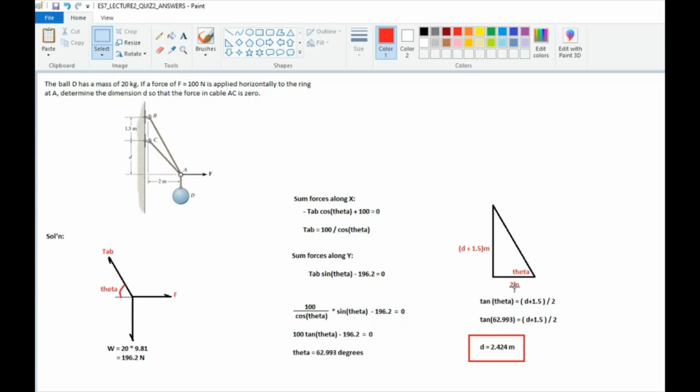We know the value of theta. Okay? So, ang unknown lang is yung D. So, diba, alam naman natin from SOHCAHTOA, TOA is tangent theta equals opposite over adjacent. Kaya meron tayong tan theta equals opposite, so, D plus 1.5 over adjacent, which is 2. Yan. So, theta is known. That is 62.993. Substituting and solving for D, we get D equal to 2.424 meters. So, ito yung answer.